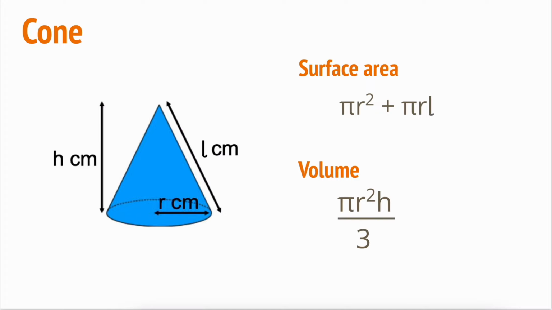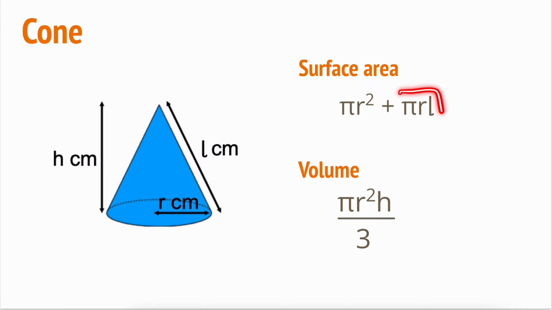Circular base and then it's pulled up to a point, so a bit like a hat or a traffic cone. And we're trying to find the surface area. So the surface area is pi r squared. Now this is just the base, it's a circle. So we know that the area of a circle is pi r squared. Okay, so that must be the base here.